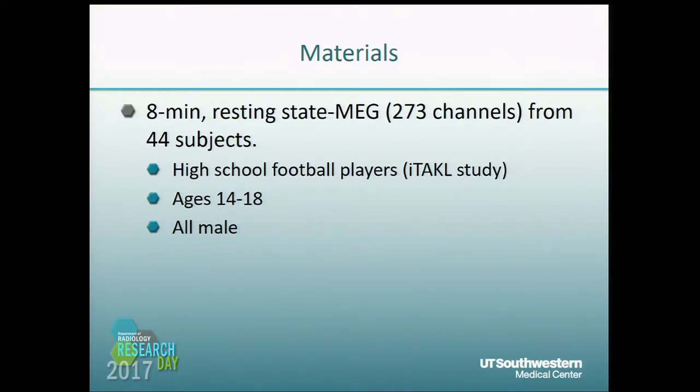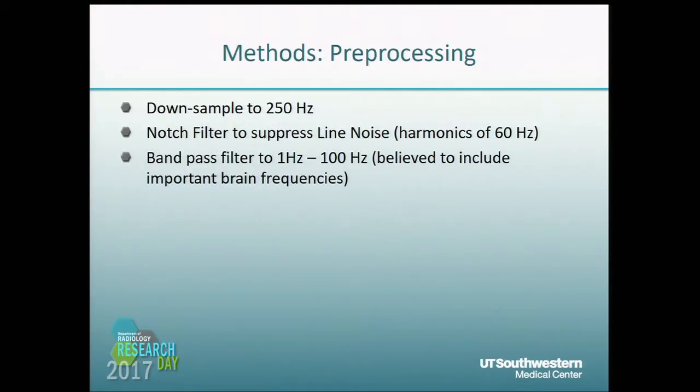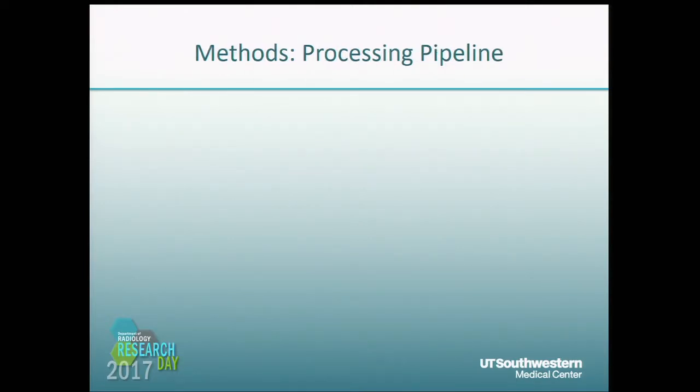They're all high school football players, ages 14 to 18, and they're all male. Our pre-processing steps include, first, we downsample our data to 250 hertz. We apply a notch filter to suppress line noise, which is 60 hertz in North America. Then we apply a bandpass filter from 1 hertz to 100 hertz.